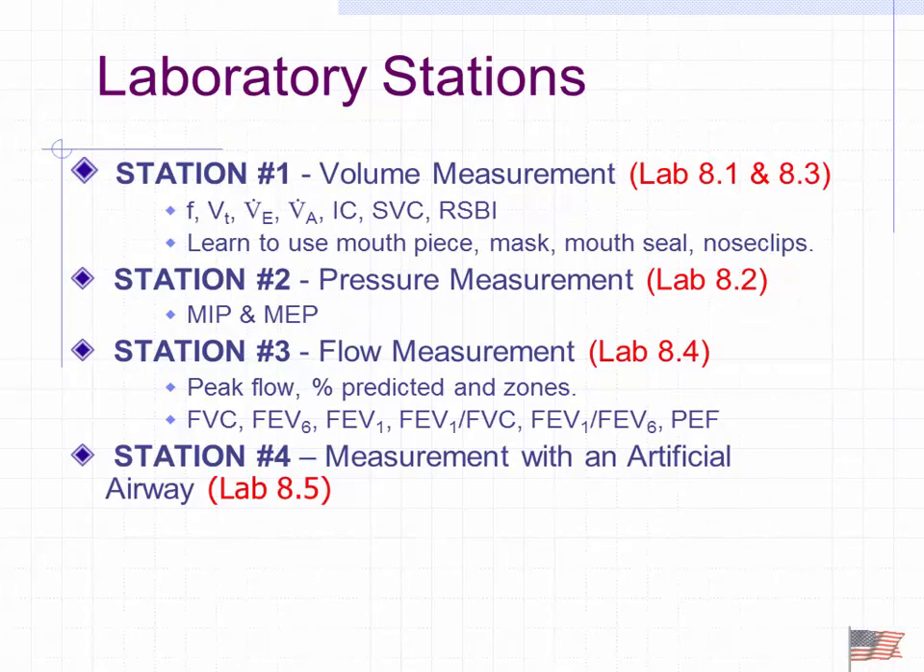So what we're going to do is have 4 different aspects that we're going to look at. We're going to have you do some simple spirometry. We're going to have you measure the maximal inspiratory and the maximal expiratory pressure. I'll explain what those are. And we'll have you measure the peak flow, as well as the forced vital capacity, and get both those measurements.